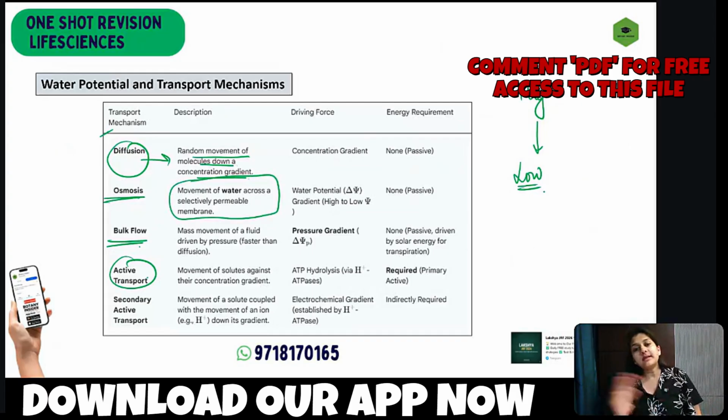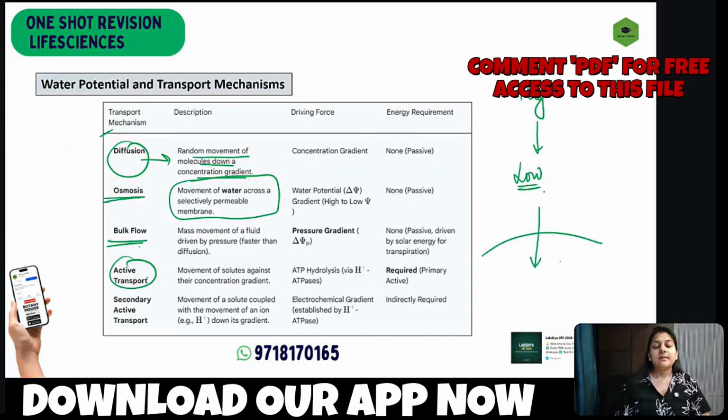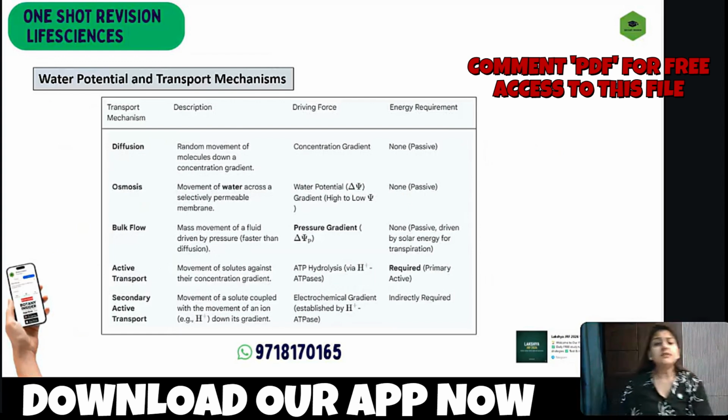So when the movement is occurring via a selectively permeable membrane. Then we have the bulk flow. Bulk flow is in which you have the driving force being the pressure gradient. Then we have active transport and secondary active transport.